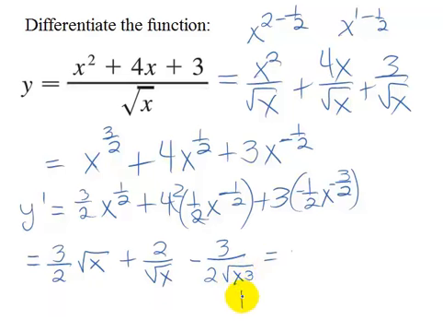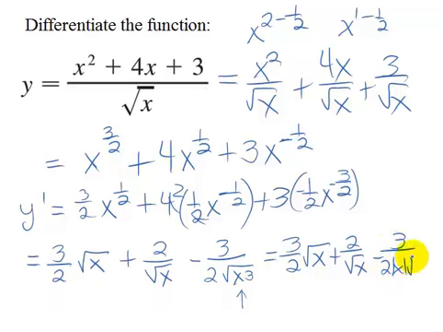Last thing to do, this will actually simplify because I can bring an x out in front. So I would have 3 halves square root of x plus 2 over square root of x minus 3 over 2, x out in front, square root of x left under.